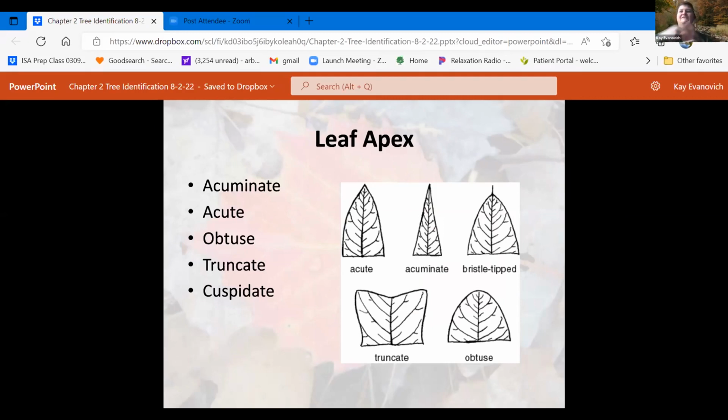But here are just some different examples. And again, this is all going to help you towards tree ID. Truncated, right away, I think, well, that's maybe a tulip poplar, has that kind of shape at the very tip of its leaf. But there's different ones, you know, bristle tip. There's going to be pointy leaves. It's going to have that bristle tip.